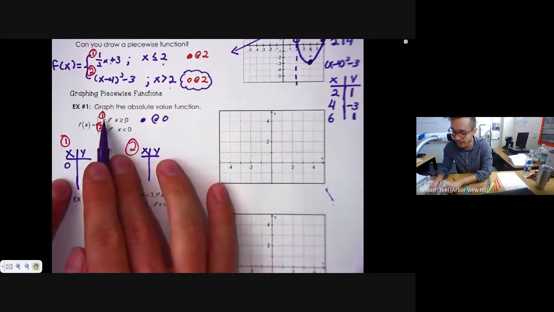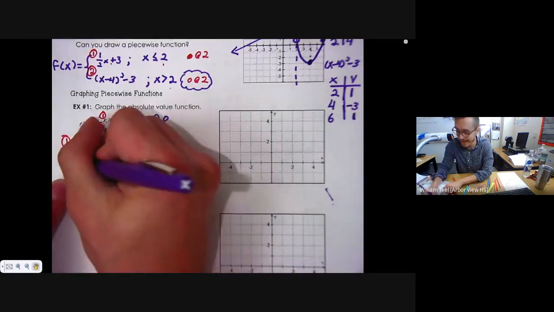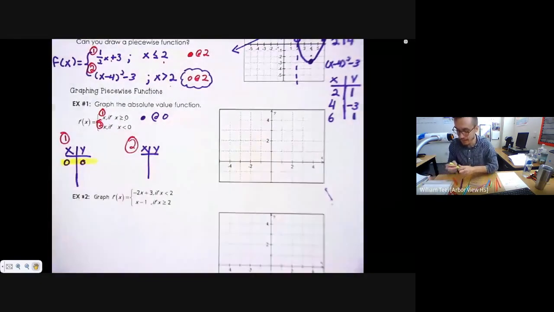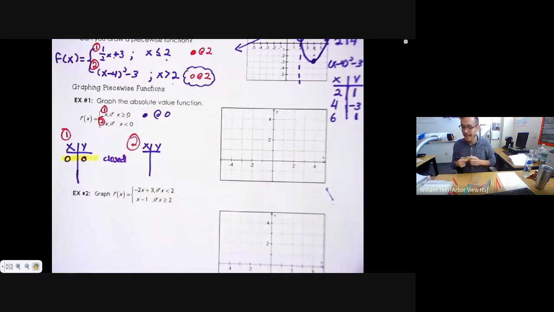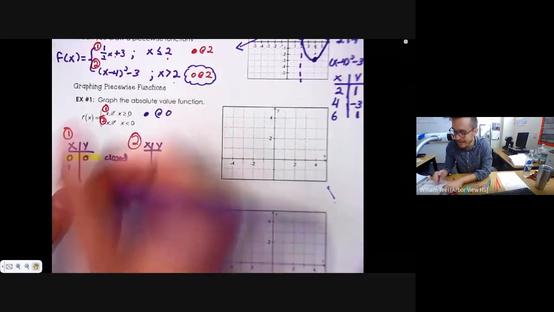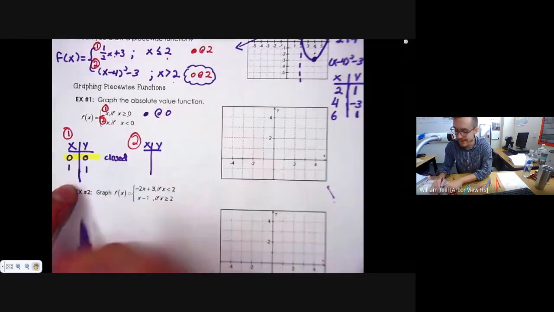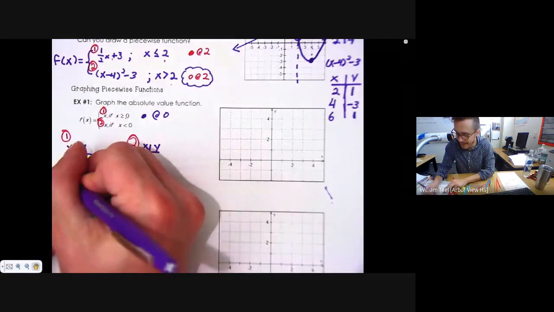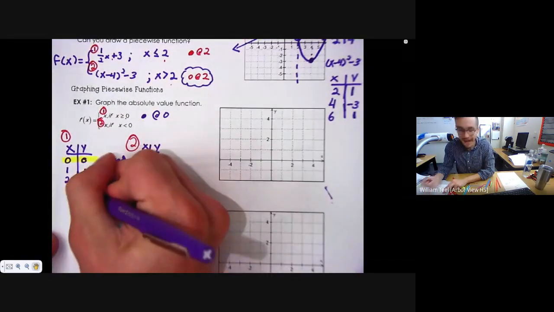So I'm going to plug in 0 to function 1. If I plug in 0 to function 1, I just have x. So if x is equal to 0, that means y is also equal to 0. And once again, this is going to be a closed dot here. Now let's do all values that are greater than or equal to 0. So I'm going to look at 1 here. If I plug in 1 to function number 1, I'm going to get out a positive 1. So 1, 1 is going to be my next point. Let's do a couple more. If I plug in 2, I'm going to have a positive 2. And if I plug in 3, I'm going to have a positive 3 come out.